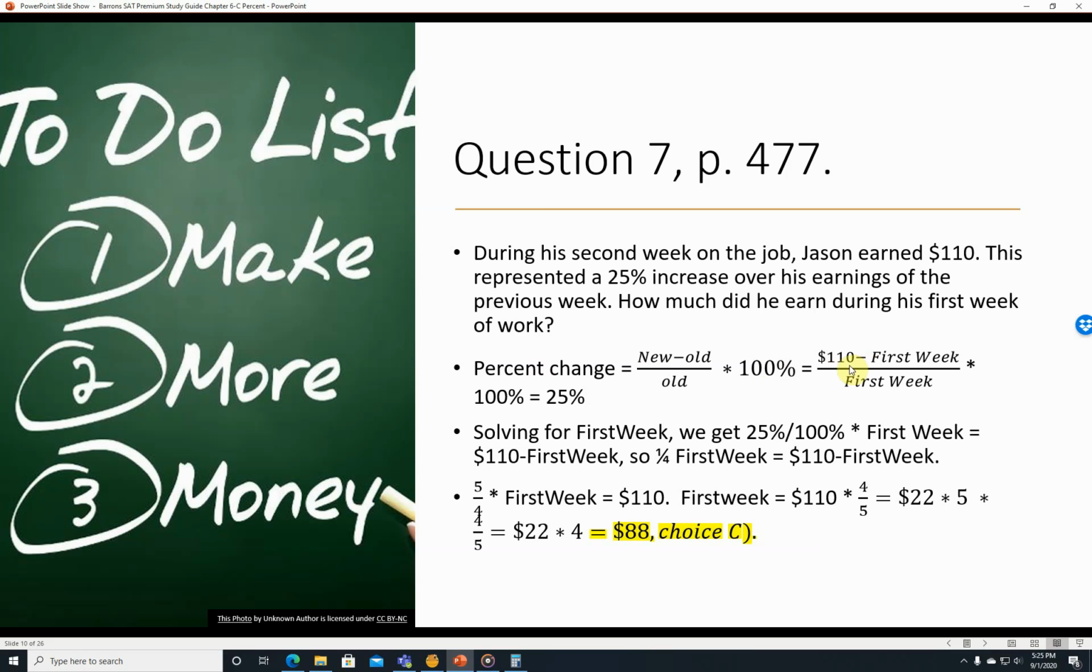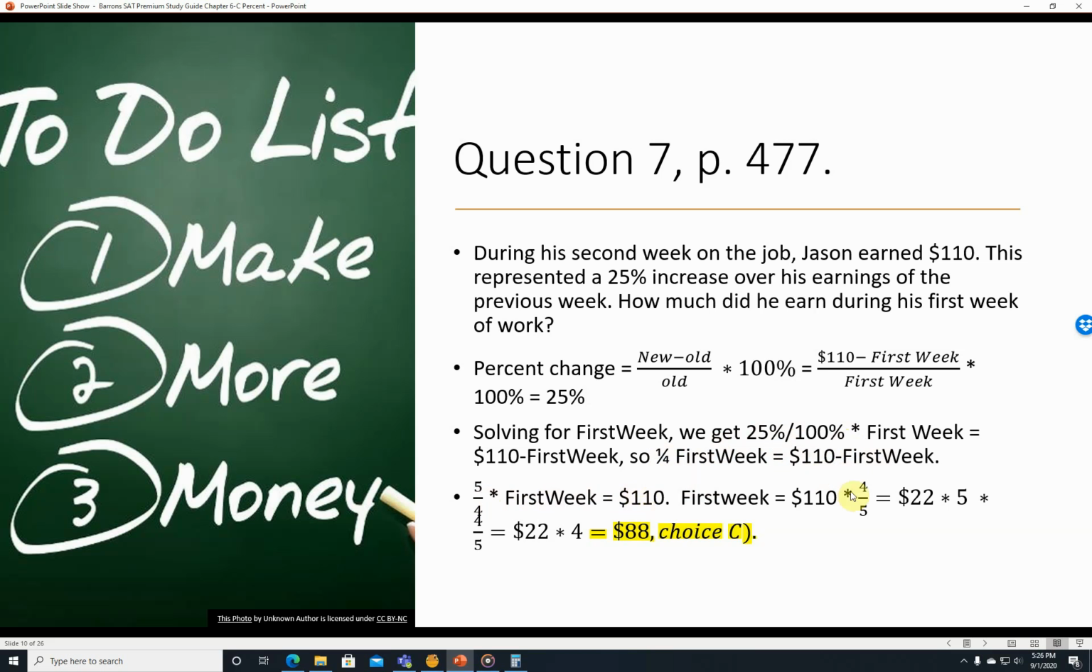So it's going to be $110 minus the first week, whatever that was, the amount he earned the first week, over the first week times 100%, and we know it's equal to 25%, so we just have to work this backwards and solve for the first week. So solving for first week, we get 25% divided by 100% times first week equals $110 minus first week. So all right, we know 25 over 100, and the percents cancel out. We get 1/4 of first week is equal to 110 minus first week. So let's add first week to each side. So we get 5/4 of first week is equal to $110.